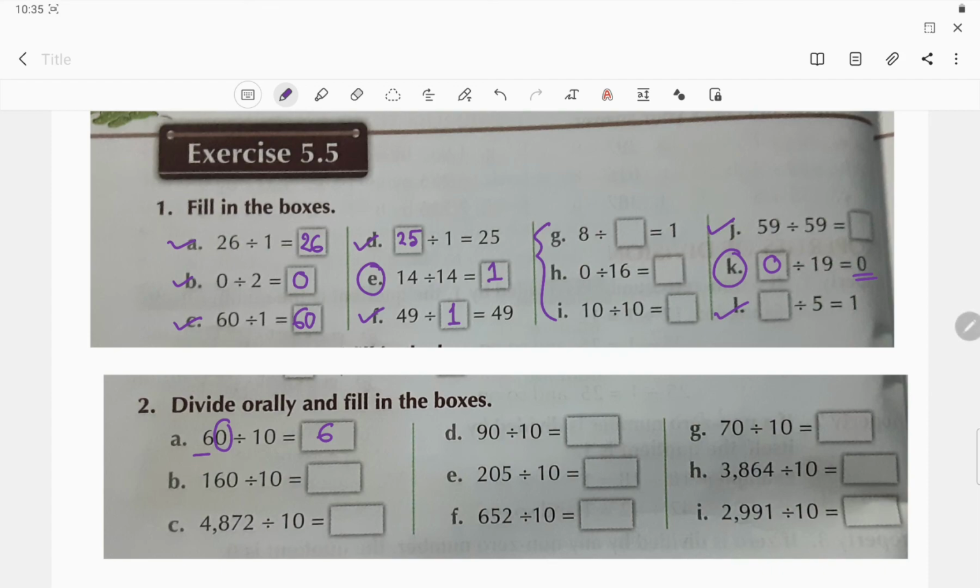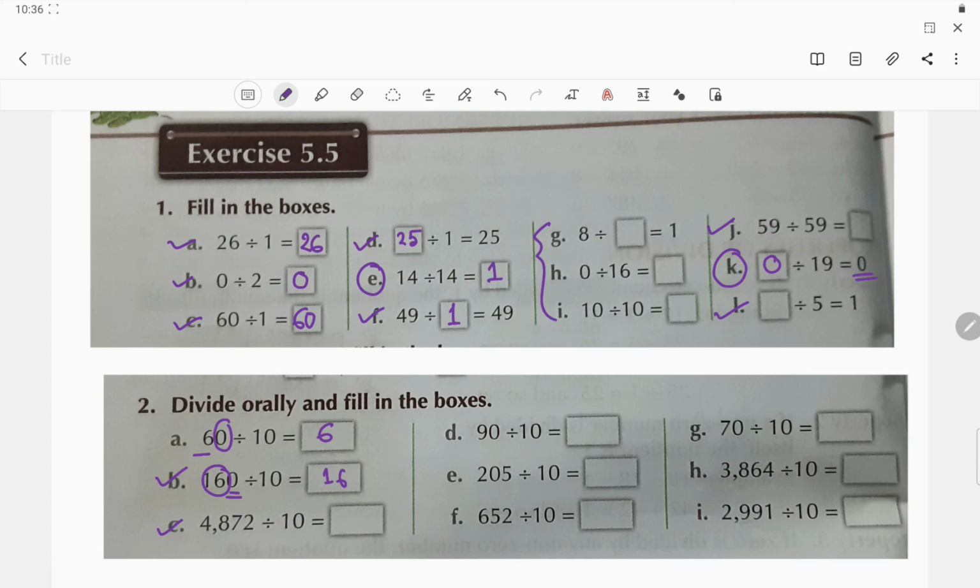Similarly, B number question. If you are dividing 160 by 10, this is also completely divisible by 10. And you can check the digit in the ones place will be your remainder. That means 0. It means what will be your quotient? The remaining part, 16. So in this box 16 will come. Or you can say in another way, 10 16s are 160, right?